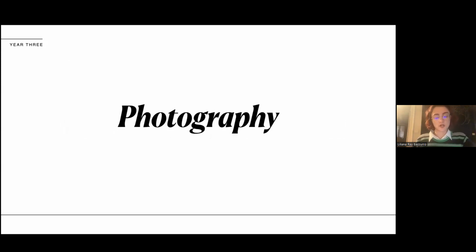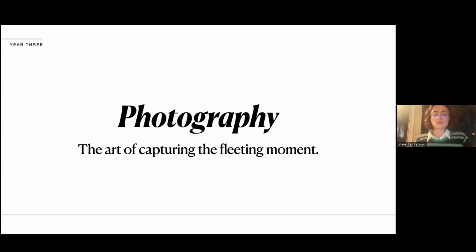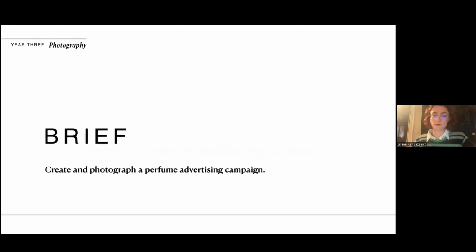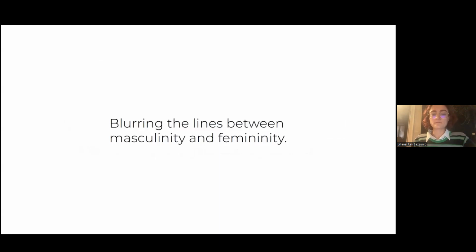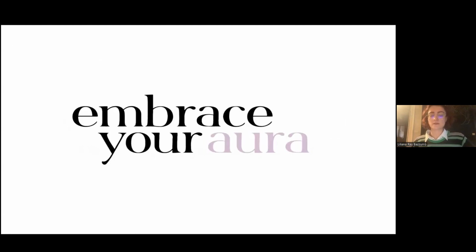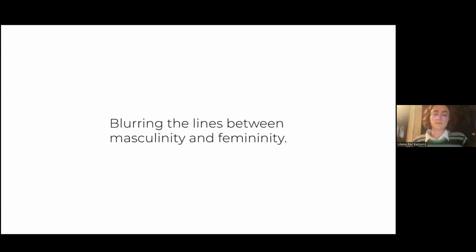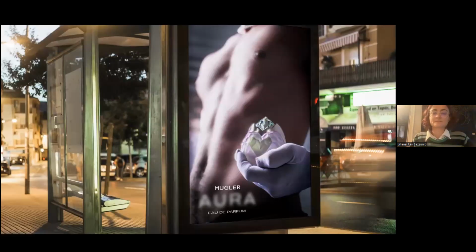For example, I chose photography, in which I was asked to photograph a perfume advertisement campaign. The idea was to embrace your aura. Aura is the name of the perfume that I chose to advertise. The concept was to blur the lines between masculinity and femininity, meaning that a perfume doesn't necessarily have a gender. You should wear it whether you like the smell or not. It was considered a more feminine perfume, but we chose to photograph it on a male body.